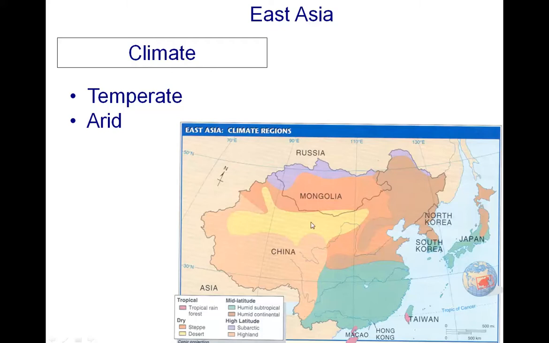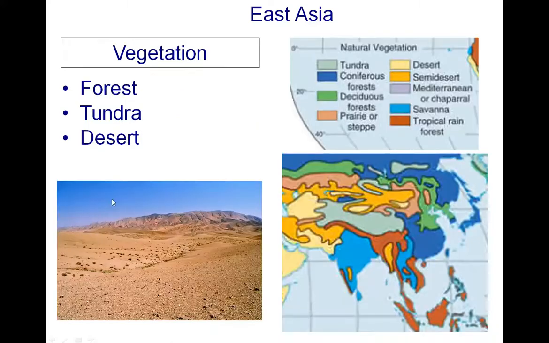You can also see this desert climate and some of the more steppe or dry climates also found in western China. In terms of vegetation, we do find forests, particularly if we think of the Korean peninsula, and similar forests that we've seen in terms of Europe and Russia when we've compared those.